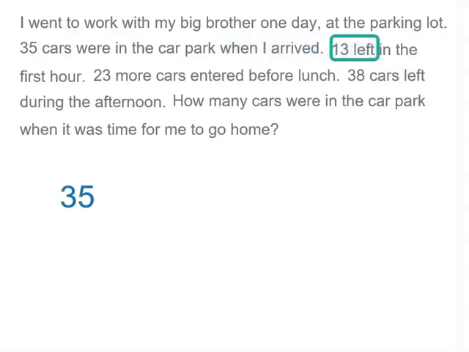13 left in the first hour. So because they left or went away, we subtract. So we subtract 13. Now what we're going to do with this example is we're going to subtract as we go. 5 minus 3 in the units place is 2, and 3 minus 1 in the tens place is also 2. So at that point, there's 22 cars. So let's leave that number there for the moment.